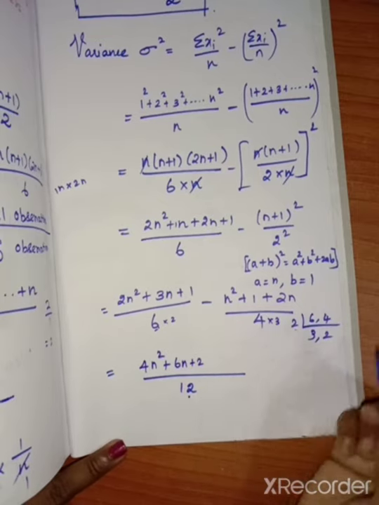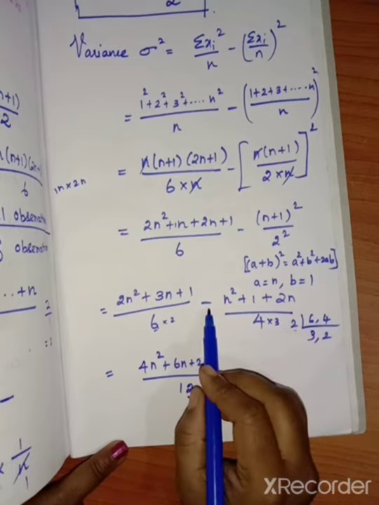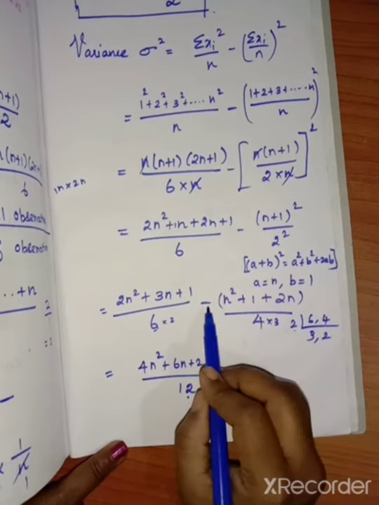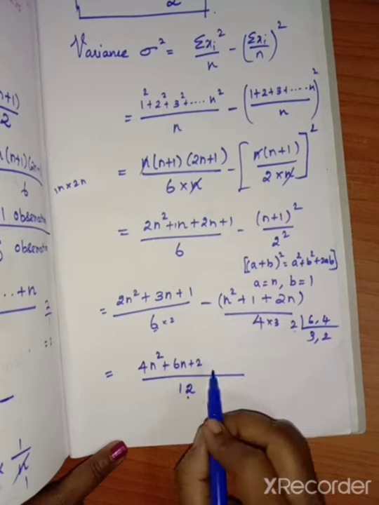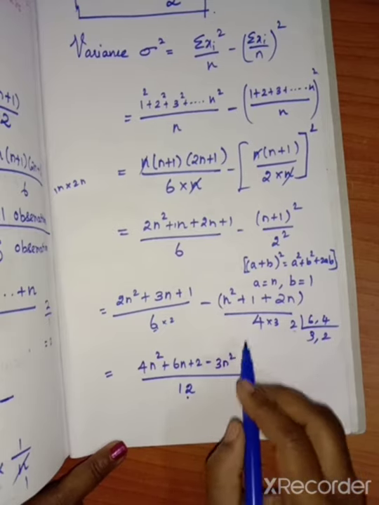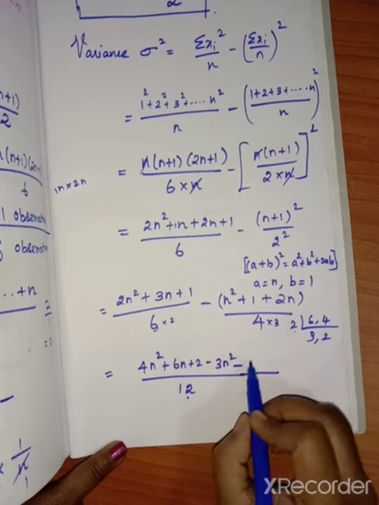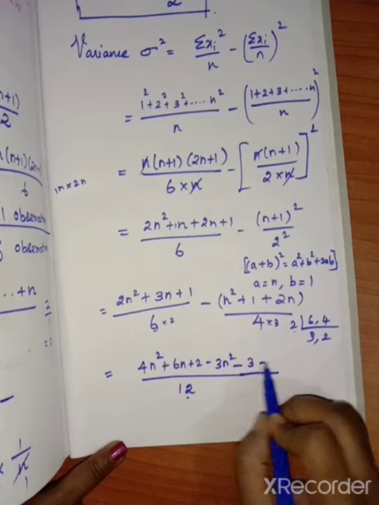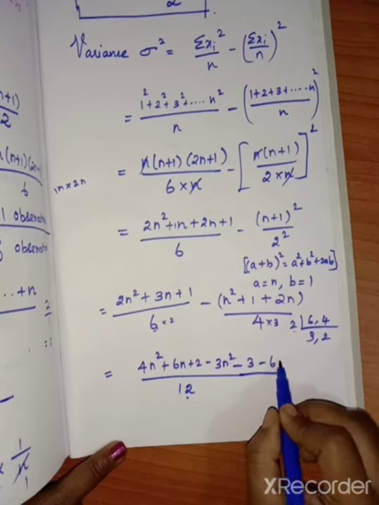So 4 3s are 12. So in the numerator we have to multiply with the 3. Here the minus sign is there, so you have to multiply with the sign also. Plus into minus, minus 3n squared. Then minus 1 3 is 3. Plus into minus, minus 2 3s are 6n.